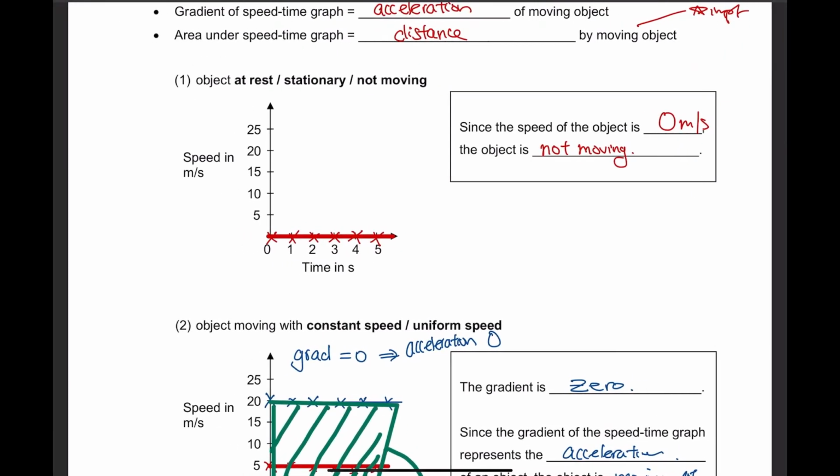Okay, when an object is at rest, I am not moving at all. We have learned that if I'm not moving at all, my speed is 0 meters per second. I don't even change my speed at all. So when I'm at rest, my speed will always be 0 meters per second. The reason why is because I am not moving.